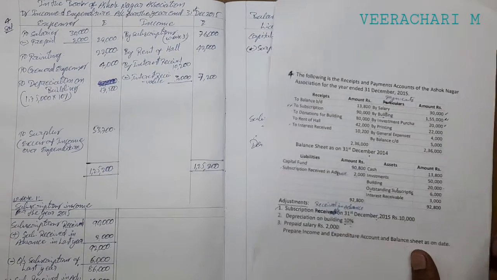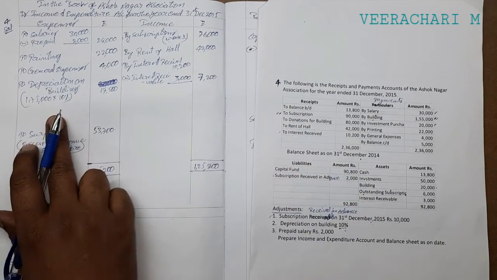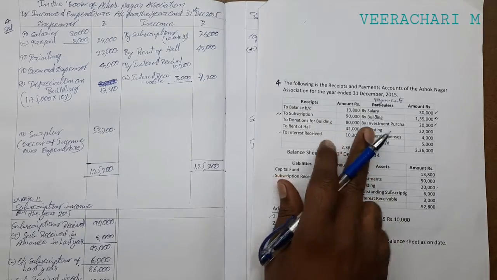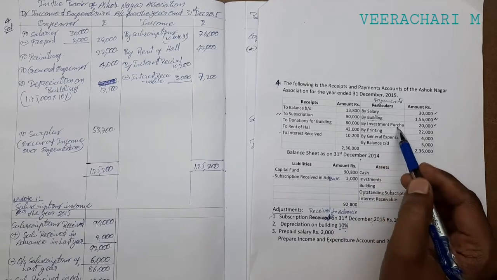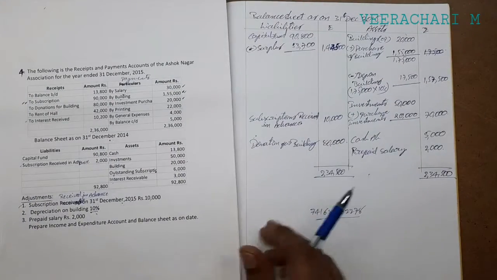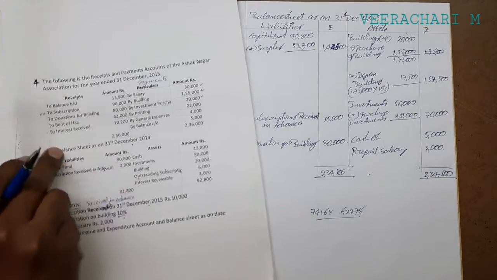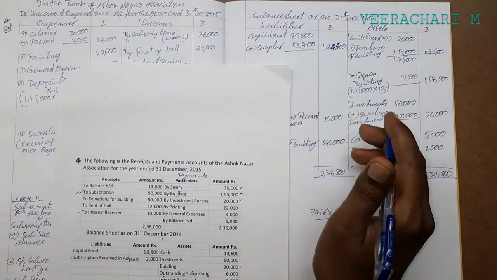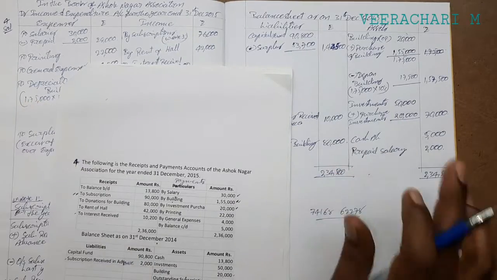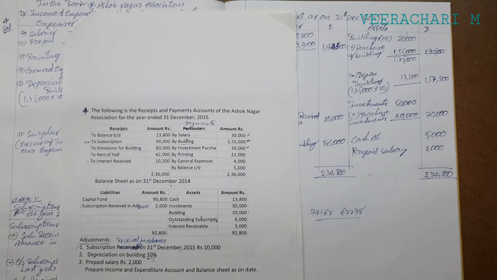And the same as payments, all payments are not expenditures. Maximum payments can be expenditures. But some payments, like purchase of the building and investments purchased, we should write under balance sheet asset side. Means receipts are income or liabilities, and payments may be under expenses side or balance sheet under asset side also. So you should keep that in mind and solve the solution.